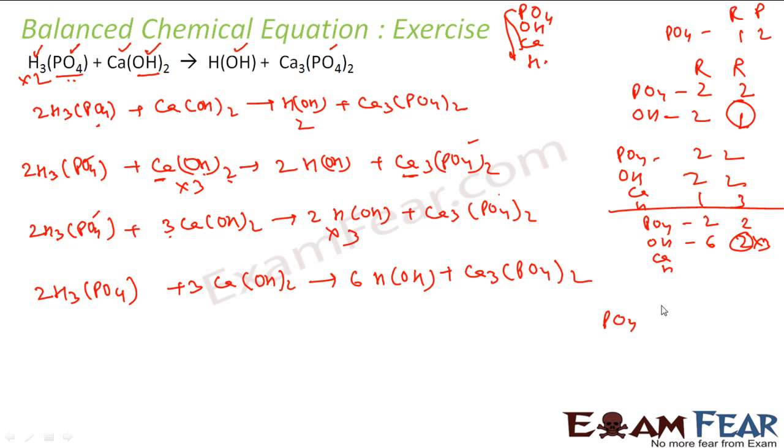Now let's again see the balance. So we have PO4, OH, calcium and hydrogen, in reactant and product. So we have PO4 2 piece, right? This guy is 2 into 1, this guy is 1 into 2. OH part is 3 into 2, 6. OH part is 6 into 1, 6. Ca part is 3 into 1, 3. Ca part is 1 into 3, 3. Now left with hydrogen. Hydrogen here is 3 into 2, 6.